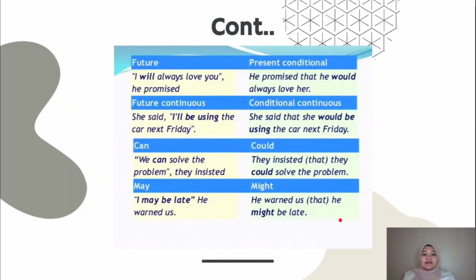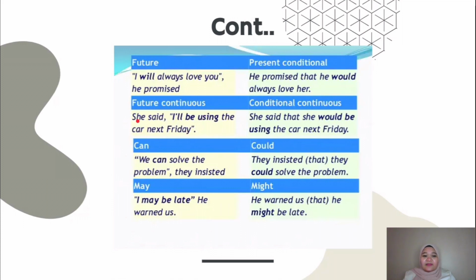Next, these are the modal verbs which will be changing in the tenses, right? Present future. "I will always love you," he promised. But when we change to the reported speech, it becomes, he promised that he would always love her. Okay?